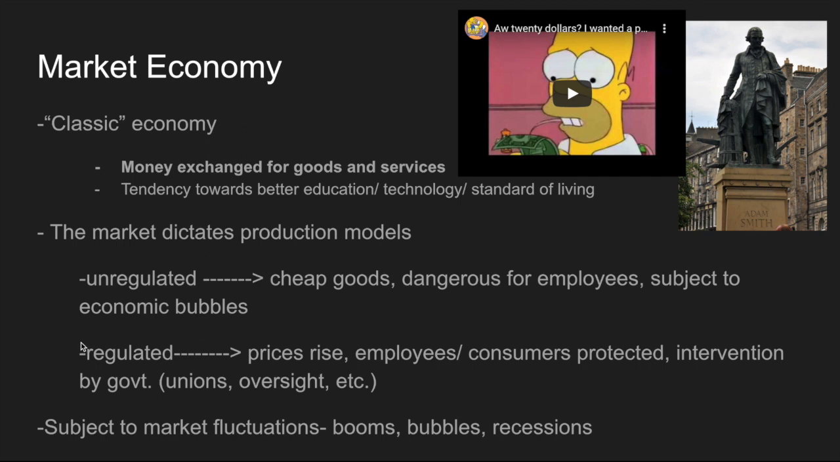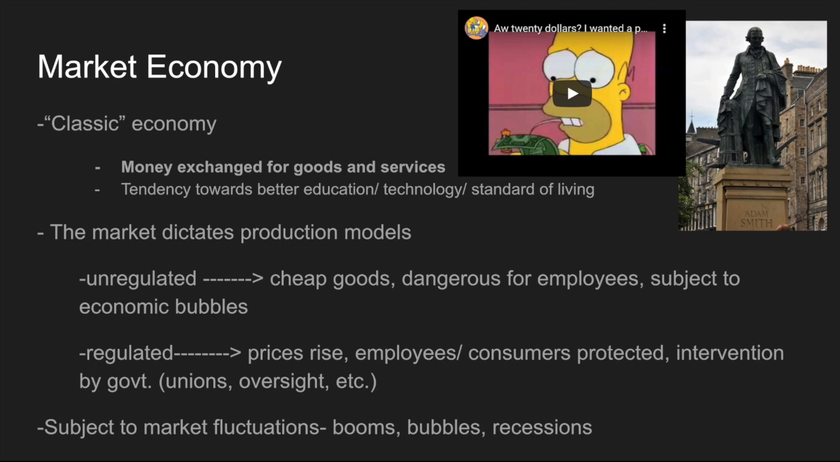Or you've got a regulated economy. Prices are going to go up because the quality of the goods is going to be better, maybe because you want to sell to a more select clientele, maybe because you can't paint your toys with lead paint, and that's bad. So the prices are going to rise as the quality of the goods increases.